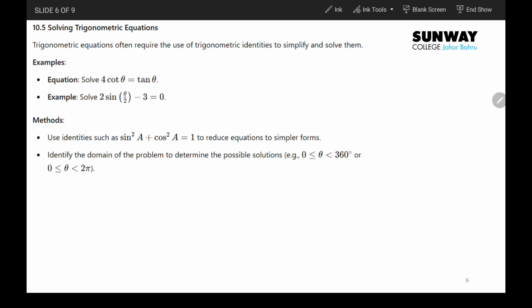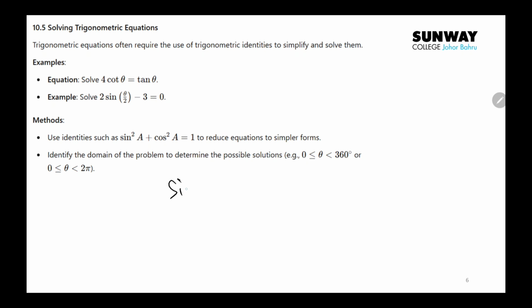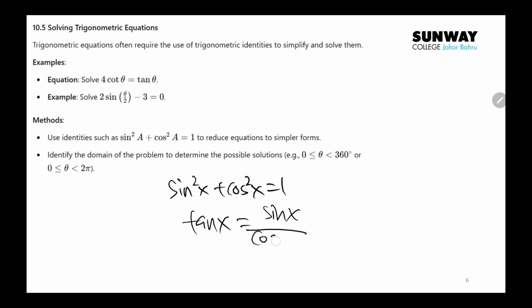Sometimes you also will be asked to use identities to resolve certain questions, and we will see more practice in the upcoming examples. But the two identities you must remember are sine square x plus cosine square x equals 1, as well as tangent equals sine over cosine.